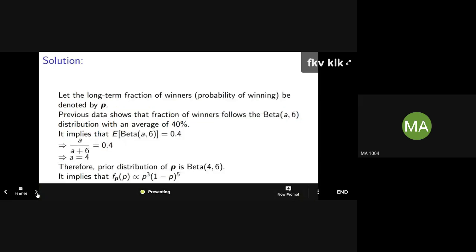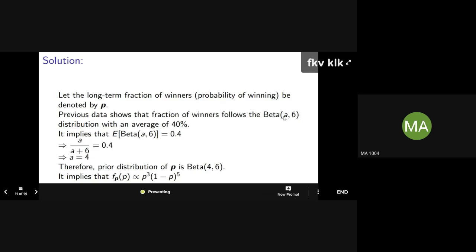So yeah, here also it's given to repeat. Let's say the long-term fraction of winners be denoted by P. So we are saying this fraction of winners be P. Now from the previous data, it follows a beta distribution with the parameter a comma 6.